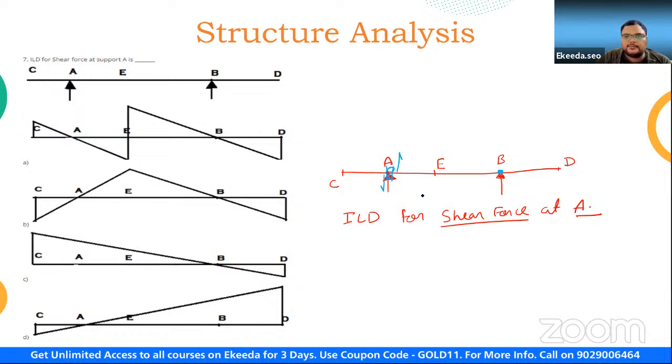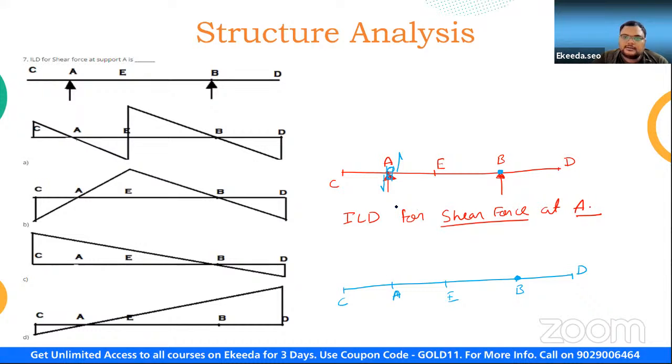Yes, would anybody like to tell me? See, okay, I'll tell you how to draw it. See here, this is point D, this is point B, this is point E, this is point A, and this is point C. Now, at point B, we know that the ILD is going to be 0, right?